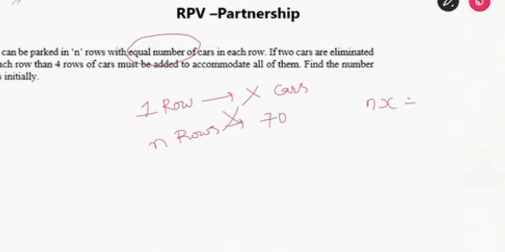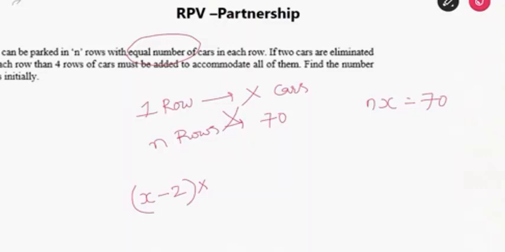n into x is equal to 70, right? Now what happened? If 2 cars are eliminated from each row, in each row there are x cars. Now 2 cars are eliminated from each row. Right? Then if you remove 2 cars from each row, what is the next effect?